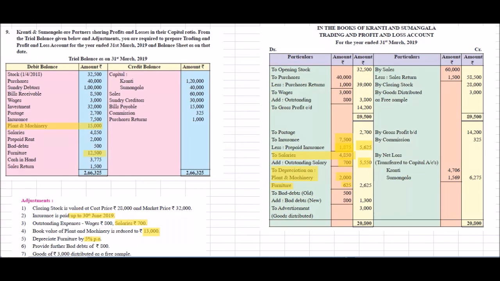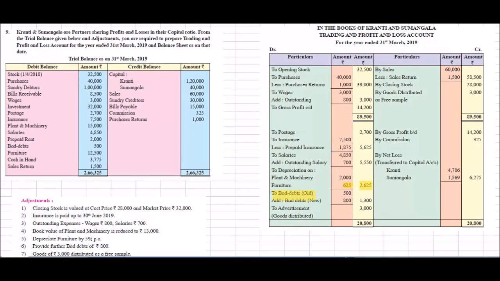So the leftover amount we will take in the balance sheet, but in the P&L account we are taking the depreciation amount directly. It was 5% per annum, so that amount we are taking here in the P&L account, that is 625 rupees as furniture depreciation. So after adding these amounts, 2,625 is the total amount.